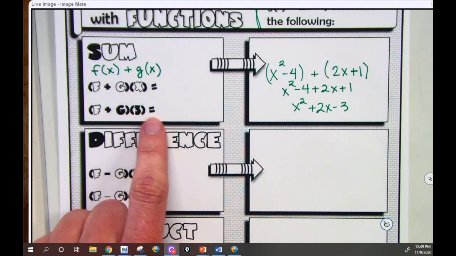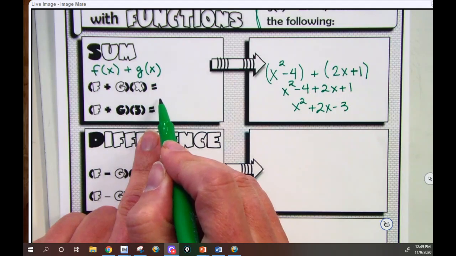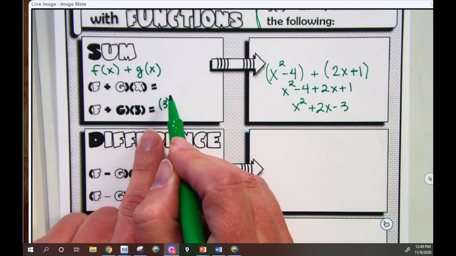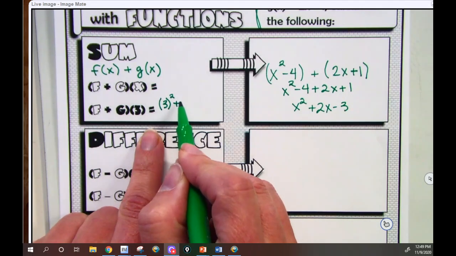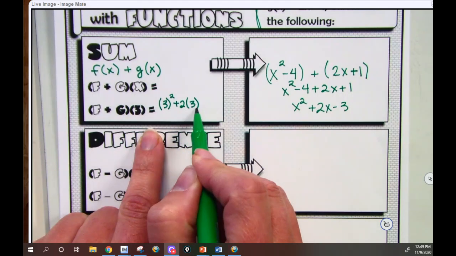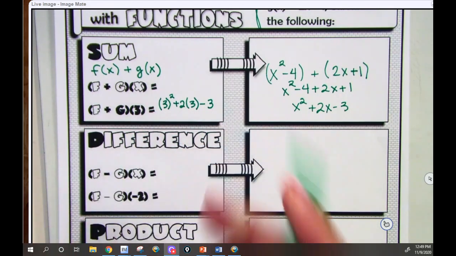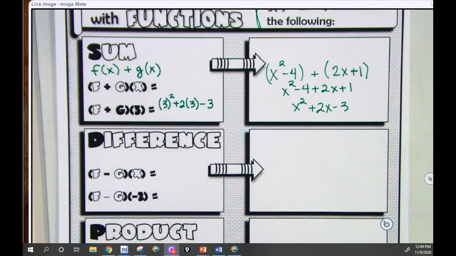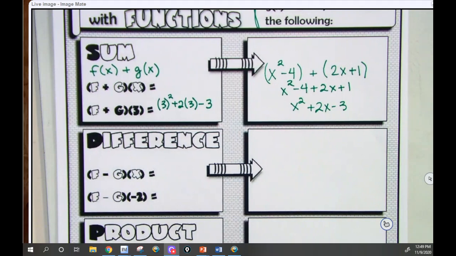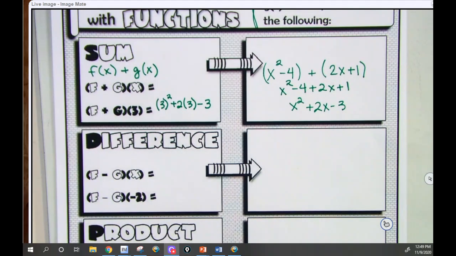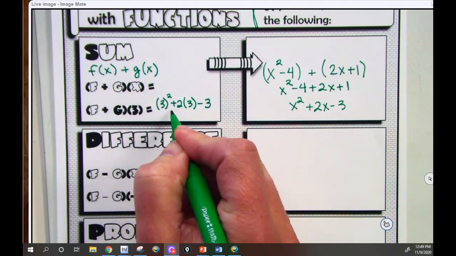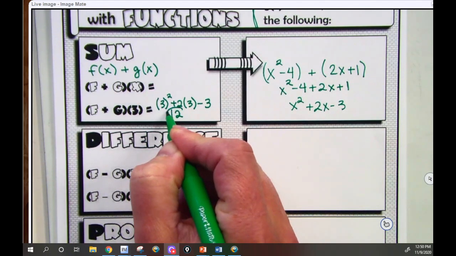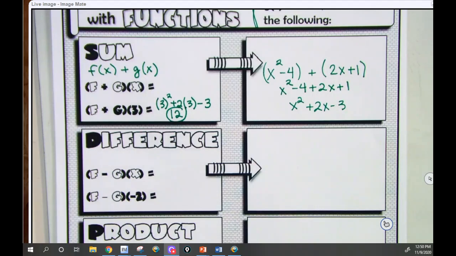So f plus g at 3 would be, I'll set it up over here so I have more room, 3 squared plus 2 times 3 minus 3. What do you get? 9, 15 minus 3 is 12. So far, so great? All right.